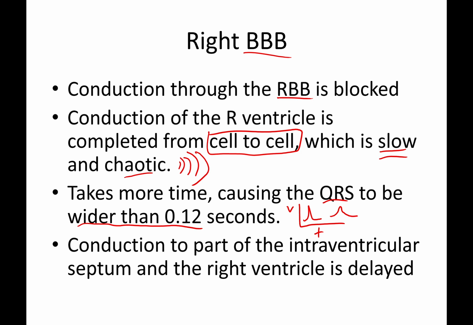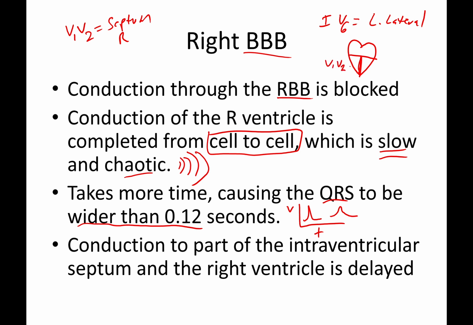Other important things to keep in mind is that V1 and V2 look at the septum, and to a certain extent, the right portion of the heart. That's the section that they're looking at. Whereas you have lead 1 and V6, which look at the left lateral portion of the heart. So if we draw our picture here and we get our septum in place, you've got V1, V2 over here, and then you've got 1 and V6 on this side here. So each of those covers those parts of the heart.